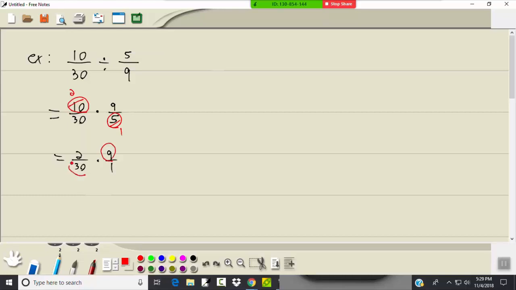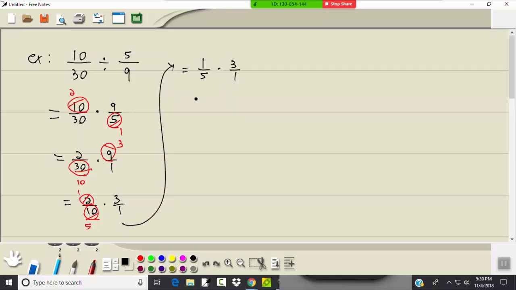And then we've got 9 and 30. Those are both divisible by 3. 9 divided by 3 is 3. 30 divided by 3 is 10. So that gives us 2 tenths times 3 over 1. 2 and 10 are both divisible by 2. 2 divided by 2 is 1. 10 divided by 2 is 5. So that's going to give us 1 over 5 times 3 over 1.